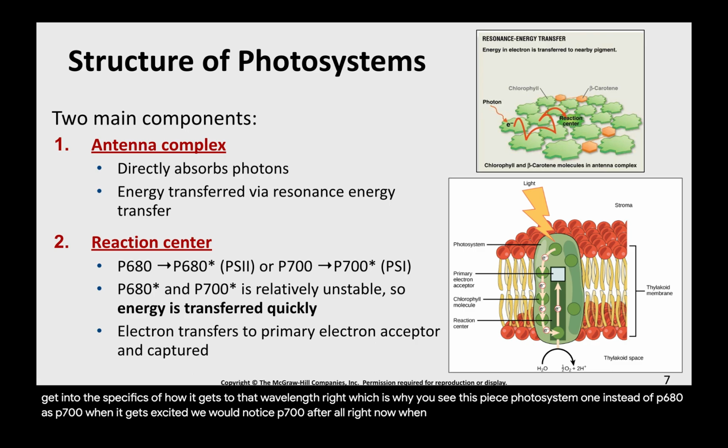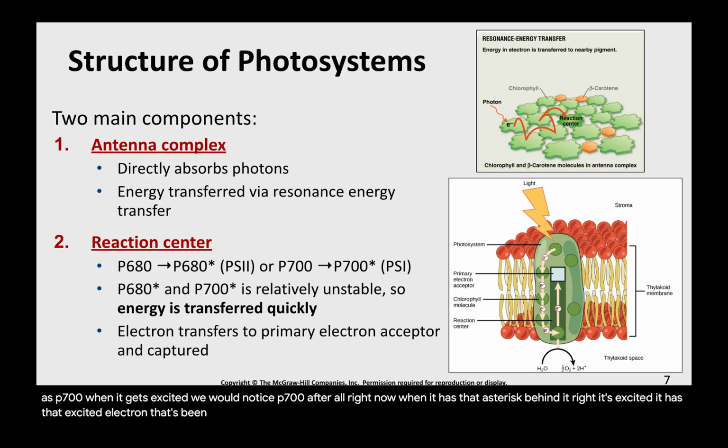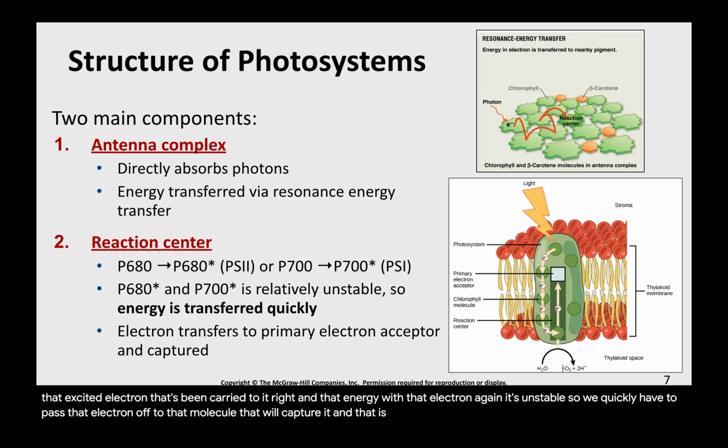Now, when it has that asterisk behind it, it's excited. It has that excited electron that's been carried to it. That energy with that electron is unstable, so we quickly have to pass that electron off to the molecule that will capture it, and that is what's happening in this reaction center. That electron is coming into the reaction center. The reaction center is now excited. It's going to pass that electron on to a molecule that can actually capture it.